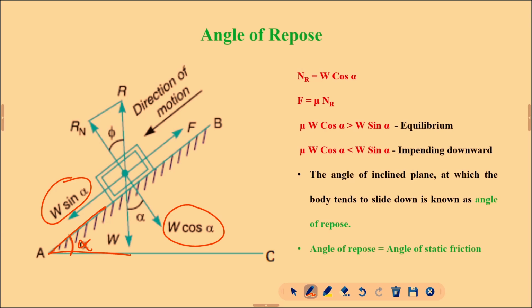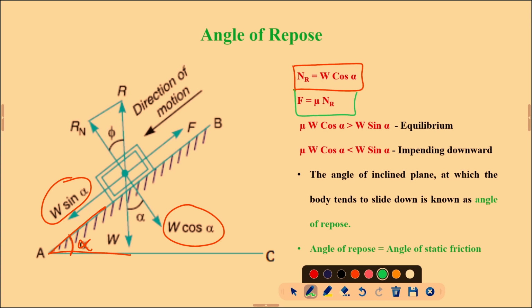If you are applying summation of H equal to 0 and V equal to 0, note that it is not in equilibrium condition. So, what will happen? This object tends to move. The first equation you will get is NR equal to W cos alpha, and next, applying the second case, the coefficient of friction is nothing but limiting friction to normal reaction.